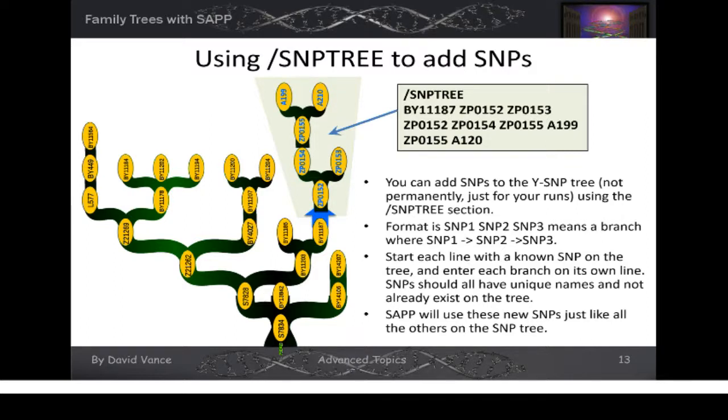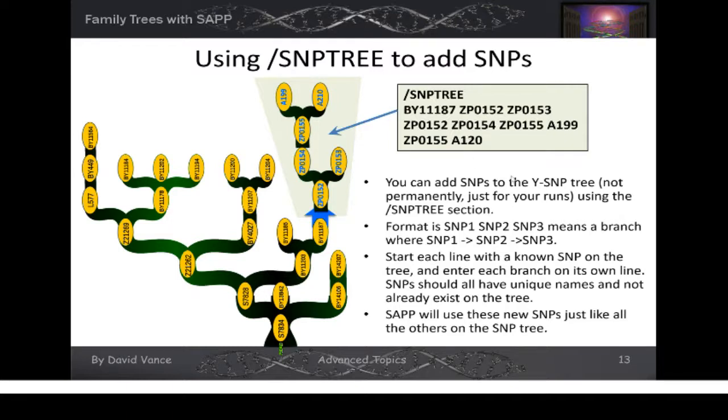Now you notice I haven't put TMRCAs. There's no way to enter TMRCAs into this. And SAPP actually uses the STRs for the estimation of TMRCAs. It does not use SNPs for that, at least not in the current version of SAPP. So there's no need to enter the actual TMRCAs here.